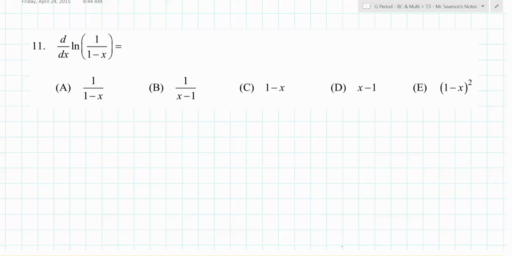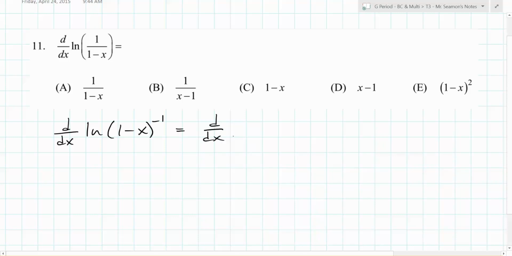What's a great thing to do first before you do the differentiation? Anybody have any ideas of what you should do first? Well, this is ln of 1 minus x to the what? To the negative 1, right? Which is going to be d dx of negative ln of 1 minus x. So what's the derivative of that going to be?